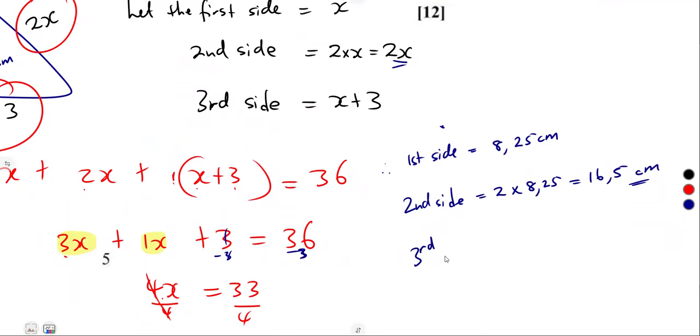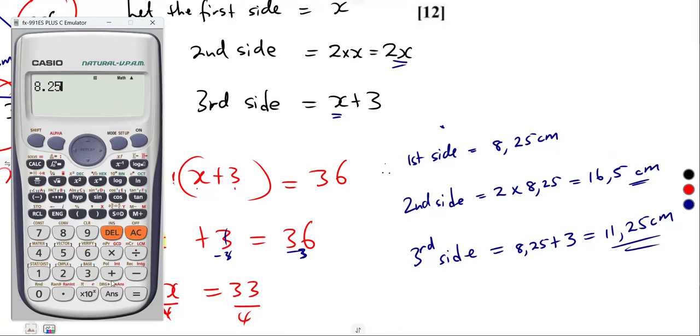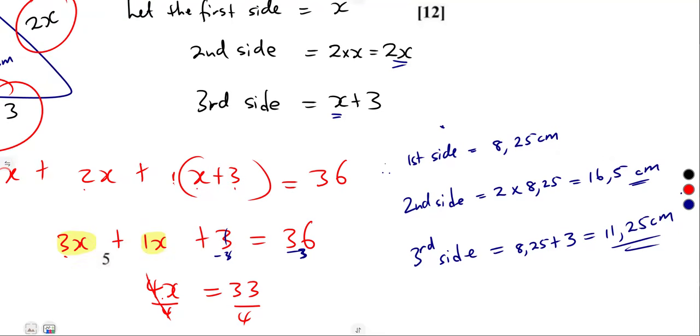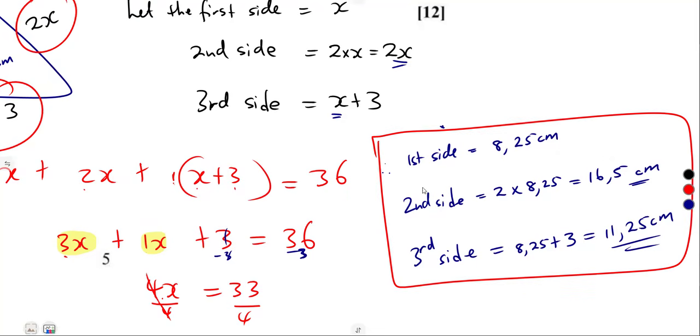What about the third side from this information? The third side is given as x plus 3. Our x is 8,25, remember? So 8,25 plus 3 is 11,25 centimeters. If you simply add 8,25 plus 3, that's going to be 11,25. This is the length of the third side. So these are the sides of the given triangle to give us the perimeter.